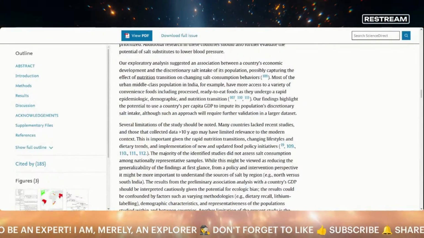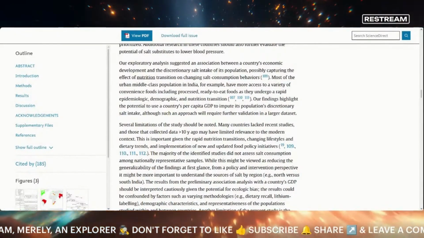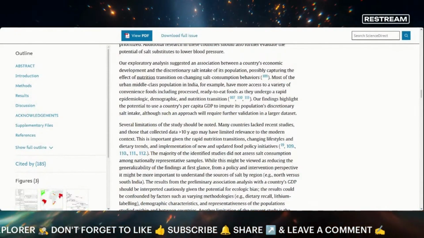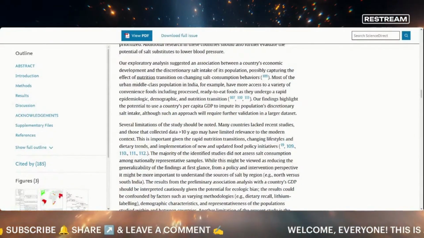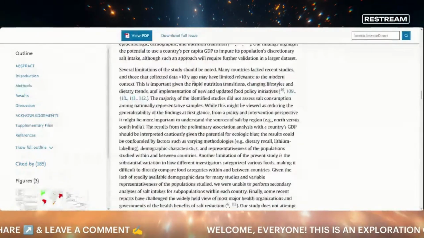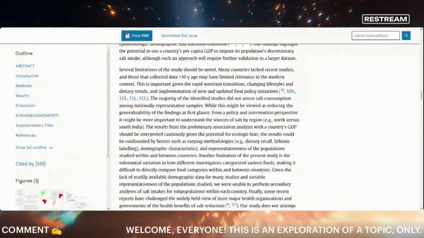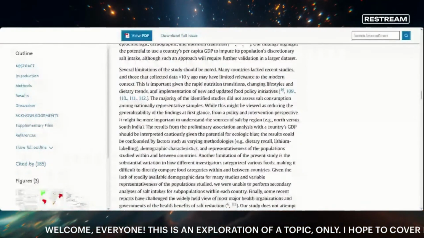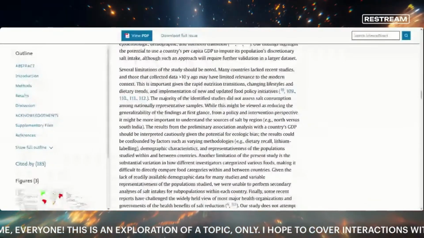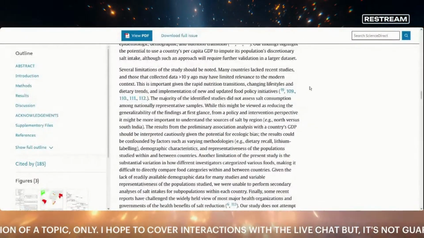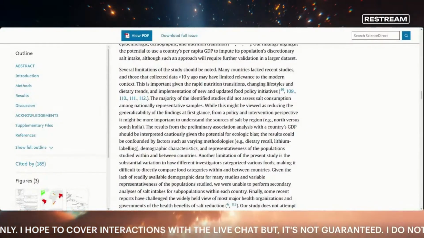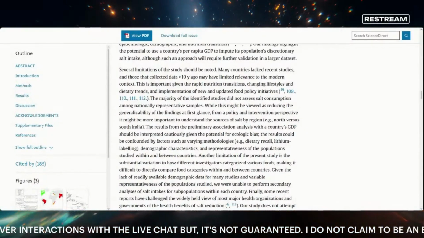Several limitations of the study should be noted. Many countries lacked recent studies, and those that collected data more than 10 years ago may have limited relevance to the modern context. This is important given the rapid nutrition transitions, changing lifestyles and dietary trends, and implementation of new and updated food policy initiatives.